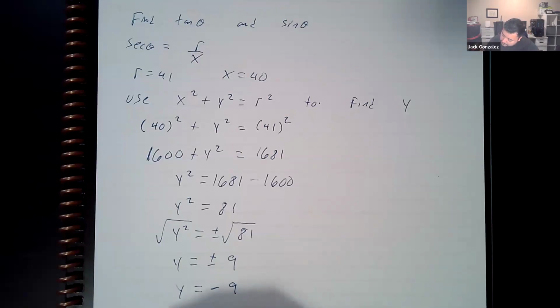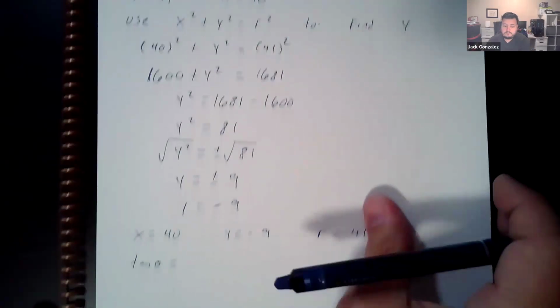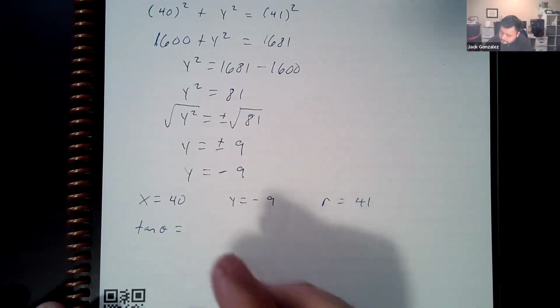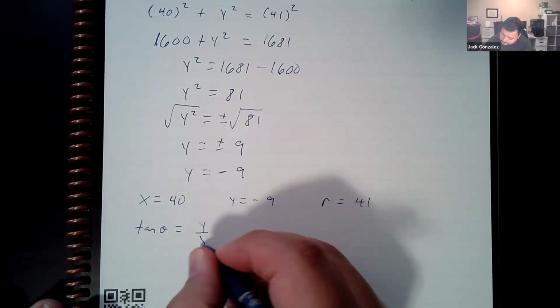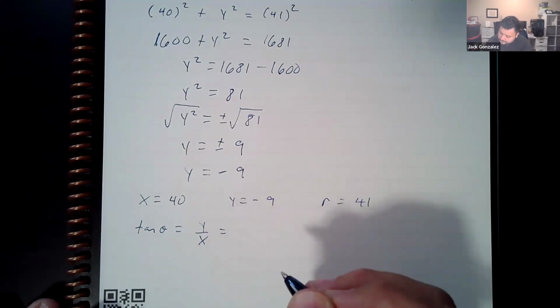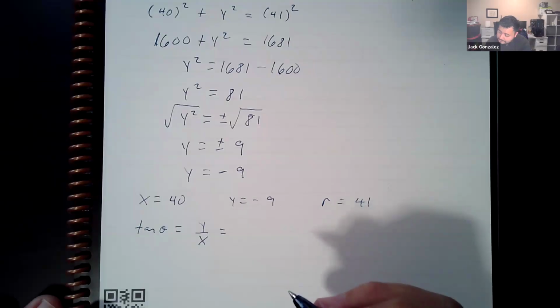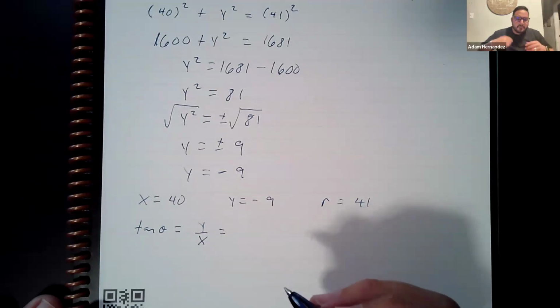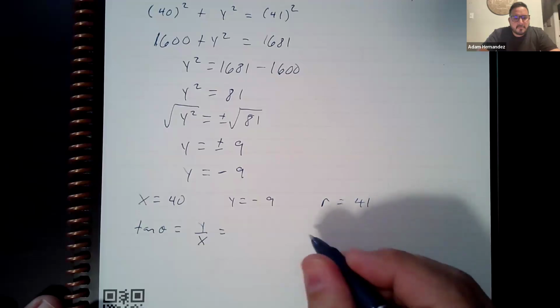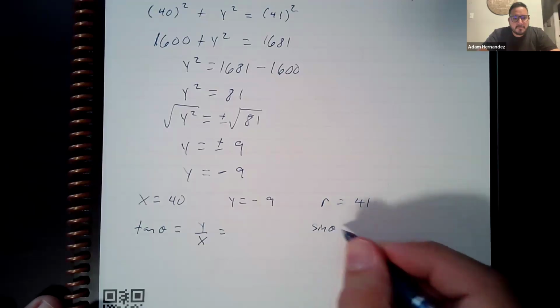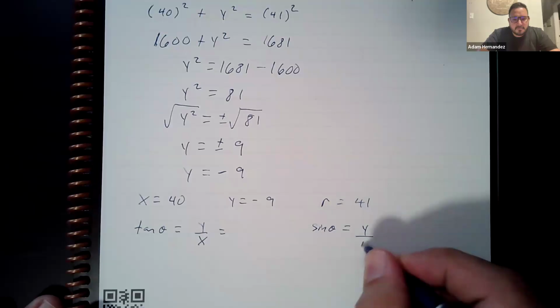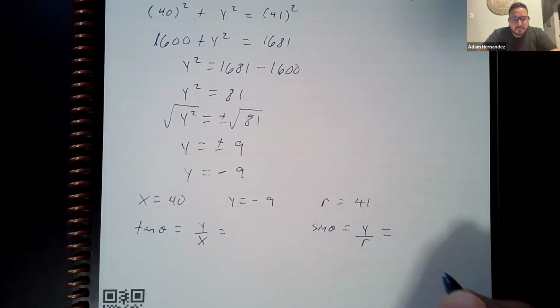So what is tangent? And what's the other one they wanted? Sine.